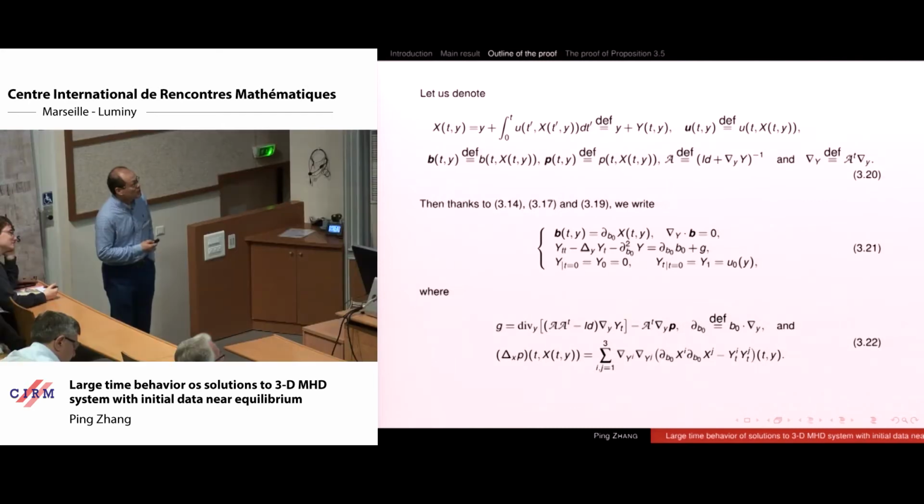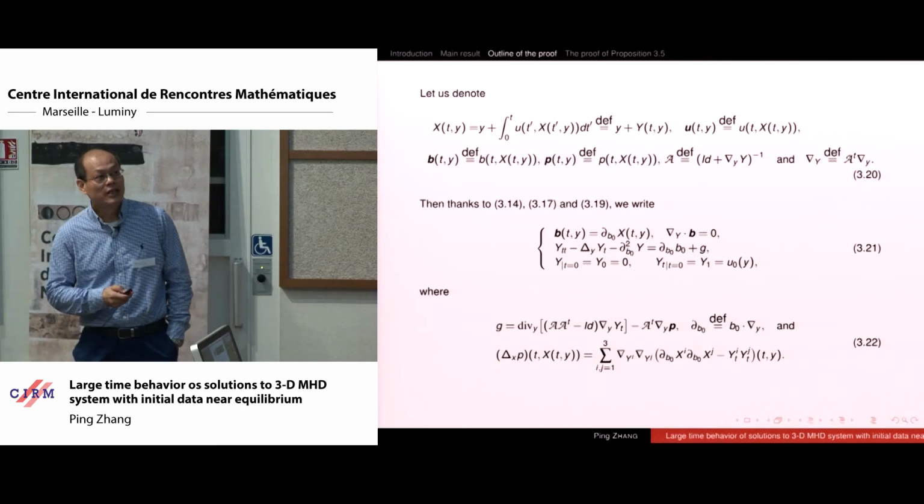So with this notation, if we already have this Lagrangian trajectory, we can find bold B(t,y) in this way. Moreover, this capital Y should satisfy an equation like this. Now the difficulty arises because of this term. By the energy method, you will find this term is a good term when you perform the energy estimate for this equation. But the difficulty is because of the variable coefficient of this problem.